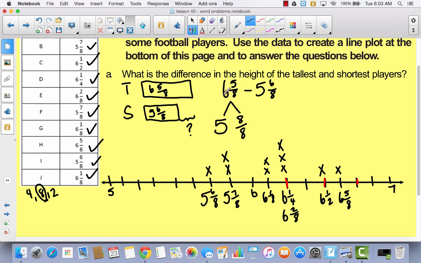And put it right here. Okay, so I still have this 5/8. Okay, so I've decomposed this 6 into 5 and 8/8. Now what I'm going to do is I'm going to say 6 and 5/8 minus 5 and 6/8 is the same thing as 5 and 8/8 minus 5 and 6/8.